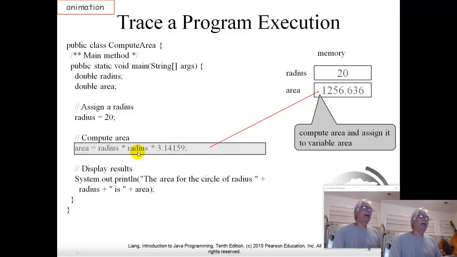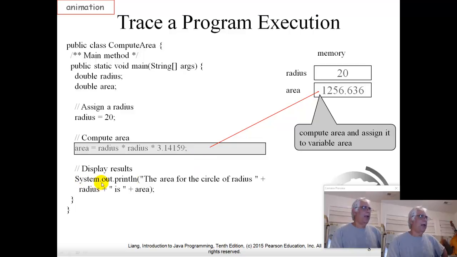times pi. Now, this is not the only way to do this in the Java programming language. There's other ways to do it, but this works fine. Here's the r squared, radius times radius. The star operator is your multiplication operator. Also note, every statement is terminated with a semicolon.